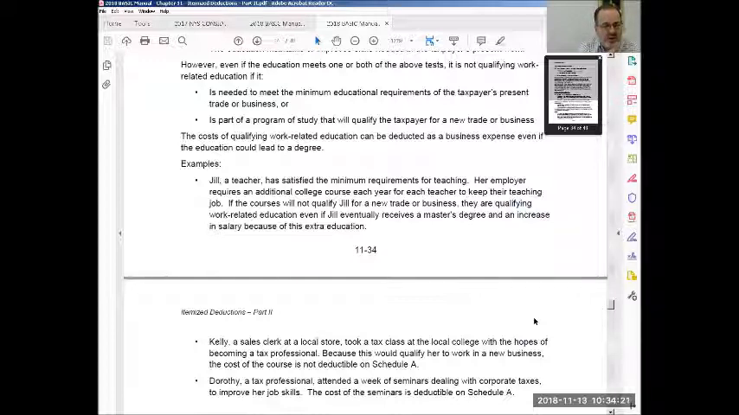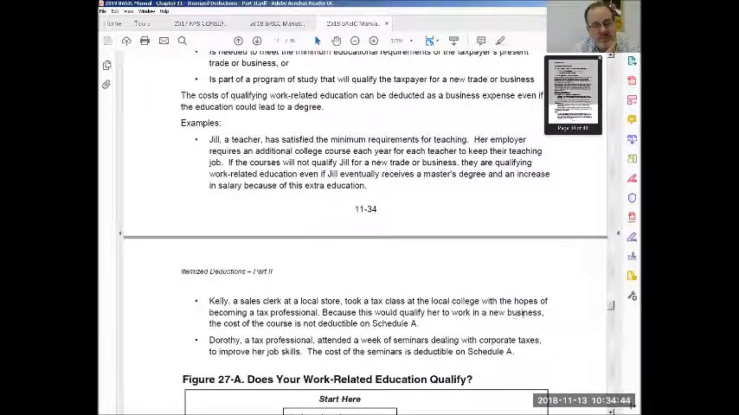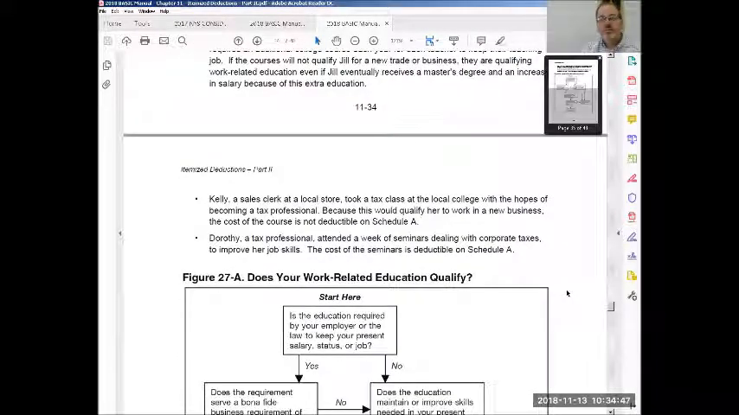Kelly, a sales clerk at a local store, took a tax class at the local college with the hopes of becoming a tax professional. Because this would qualify her to work in a new business, the cost of the course is not deductible. Okay, so your class that you're taking right now, is it deductible? Nope. However, if it was an extra course, because a lot of them are working for EG Tax, they're required to take the course, so that would be tax deductible. If it's criteria for your employment, yes. Okay.